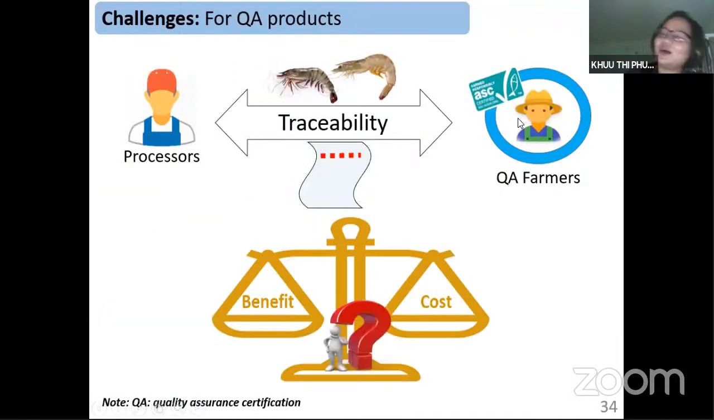For the quality assurance, farmers have to consider the benefit and the cost, because the cost is very high, and the price differentiation is not clear now.